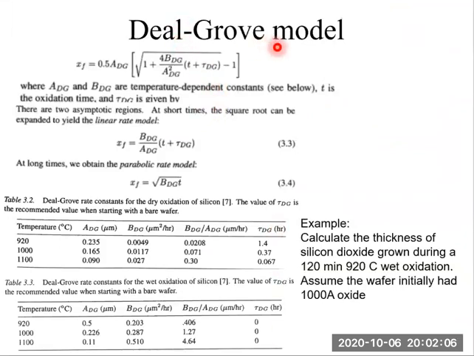Deal-Grove model. This model was developed by two scientists, Deal and Grove, so we call it the DG model. This model is used to predict the thickness of thermal oxide as a function of time.